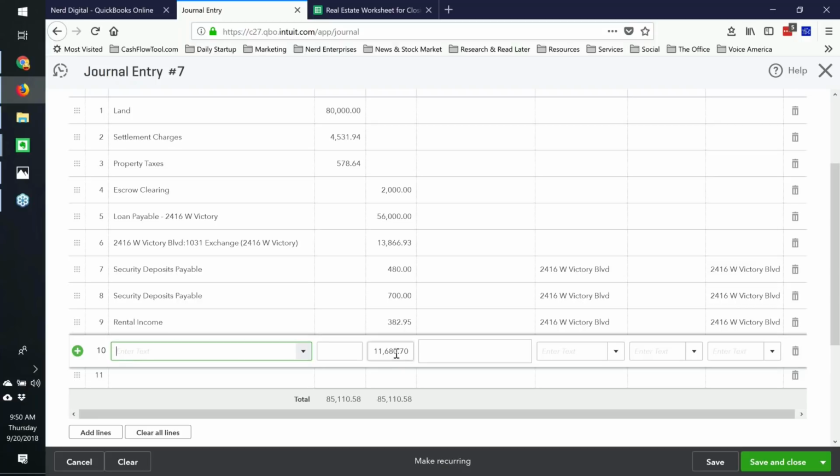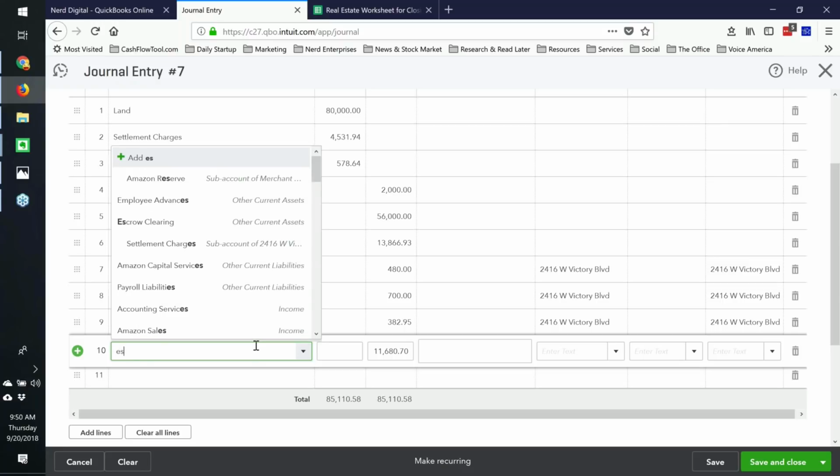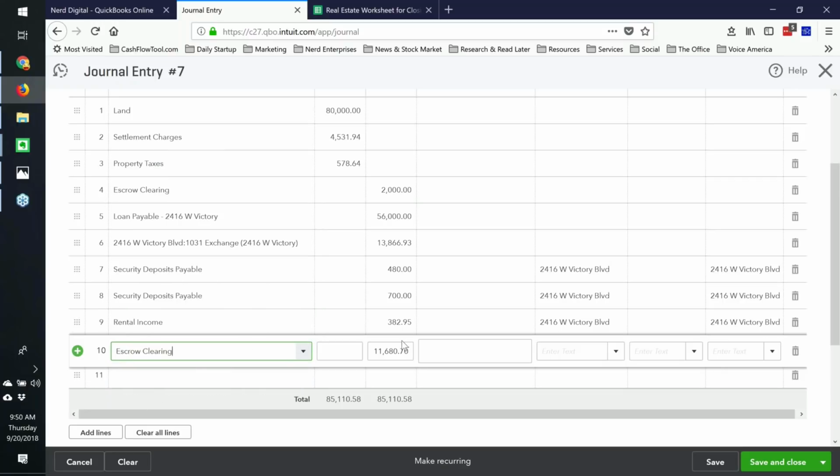Now, this last piece is the piece that ultimately comes out of the bank account. A lot of people will probably want to just put the bank account here. Now, this is my own little hang-up. I don't like using a bank account in a journal entry. So what I will normally do is book this through escrow clearing. And when the client writes the check to escrow for the 11,680, same as I handled the 2,000 up here, I will record that as a payment out of the bank account through escrow clearing. So I'm going to save this, and then I'll show you what that looks like, and then we'll take a look at the updated balance sheet.